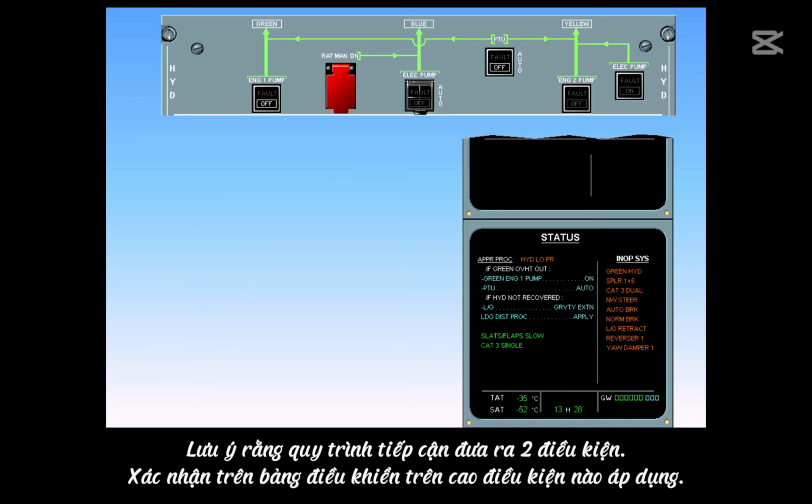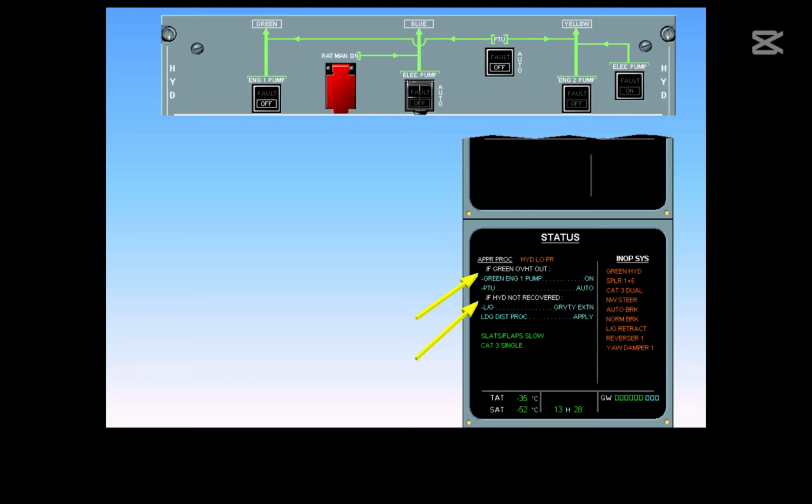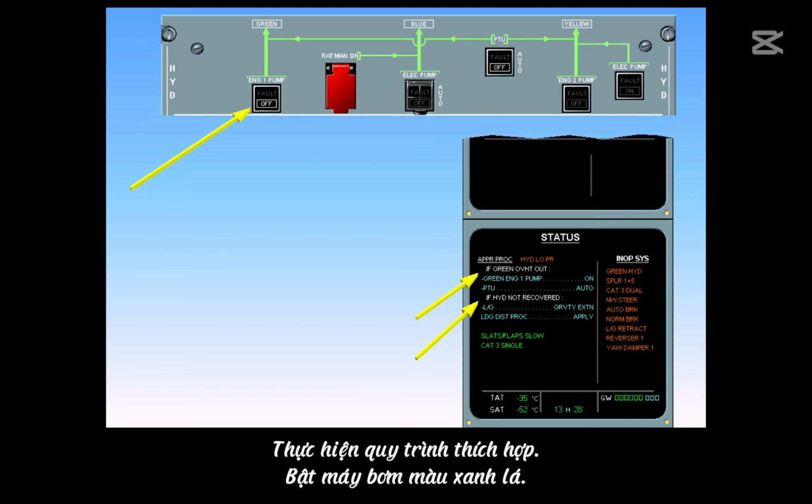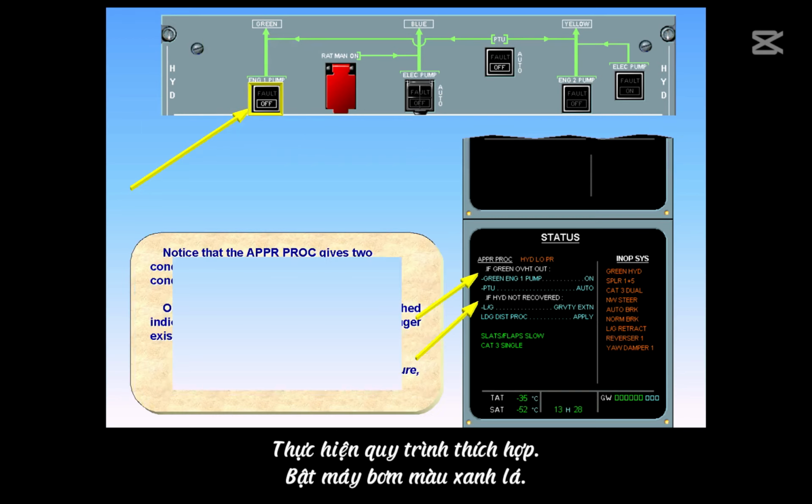Notice that the approach procedure gives two conditions. Confirm on the overhead panel which condition applies. Observe that the fault light is extinguished, indicating that the green reservoir overheat no longer exists. Perform the appropriate procedure. Turn on the green pump.